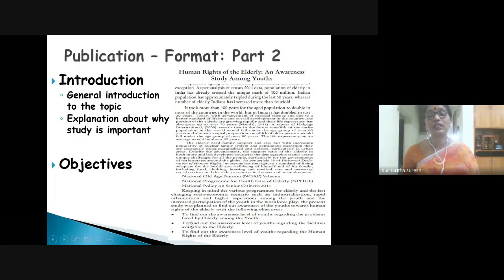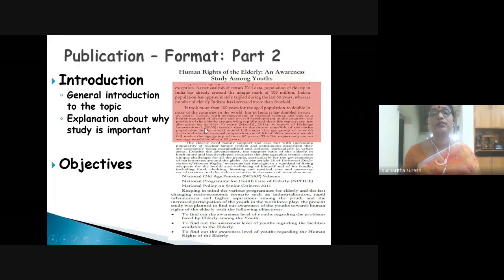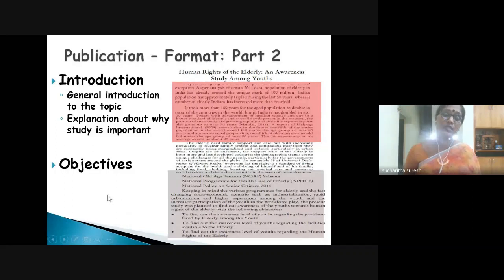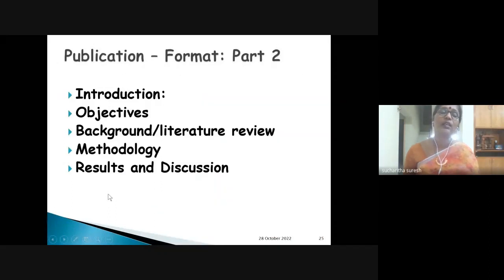Now objectives, see, your objectives are here. This is the introduction, and then after saying all these things, keeping in mind the various programs for elderly and the fast changing socio-economic scenarios, we said that these are all the objectives we are taking for the study. So this is in part 2, under introduction and objectives. Part 2 includes the introduction and objectives we discussed.